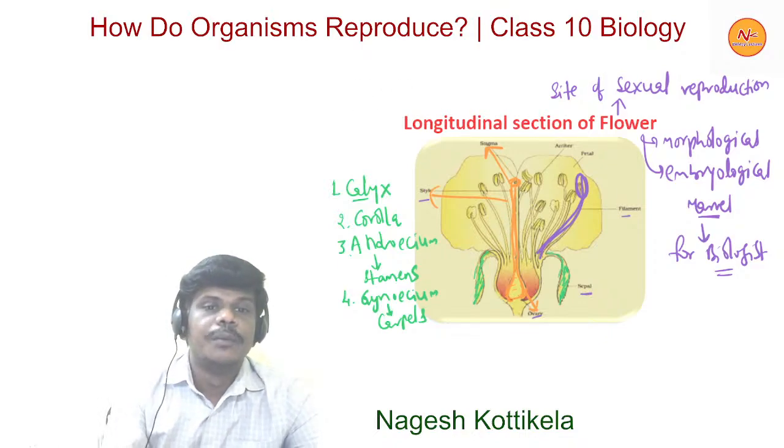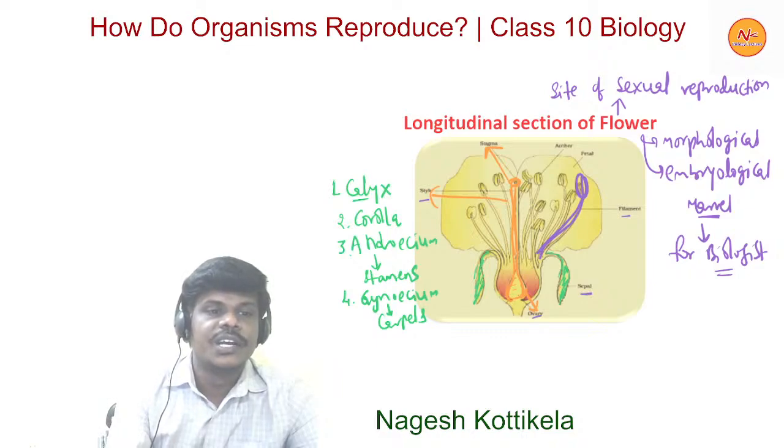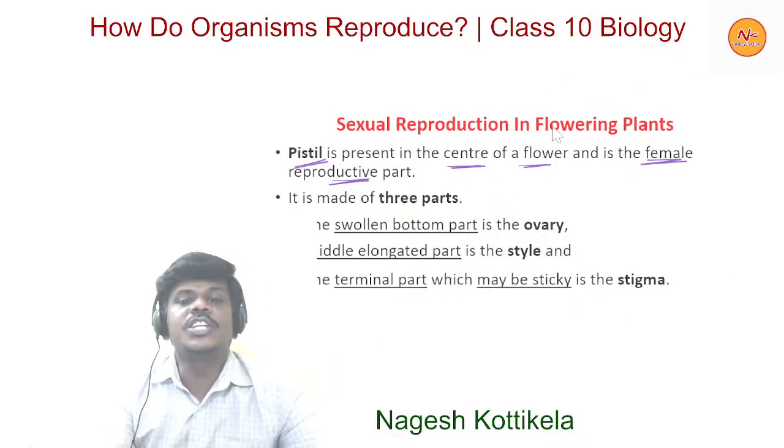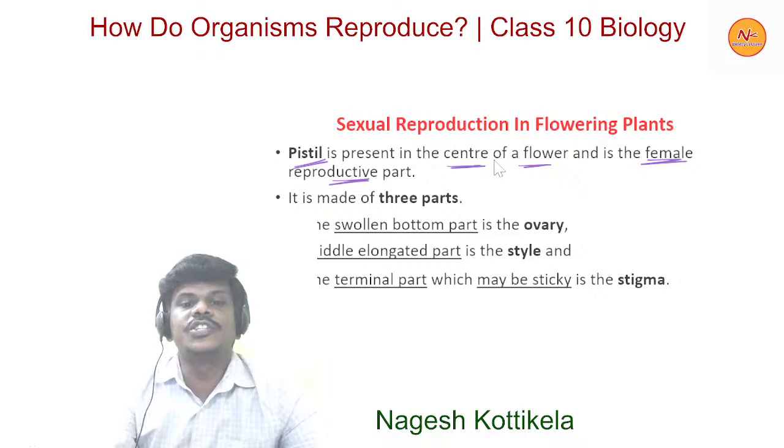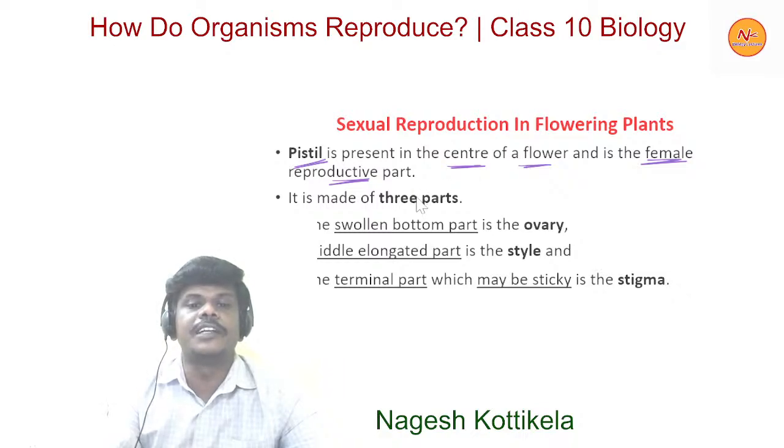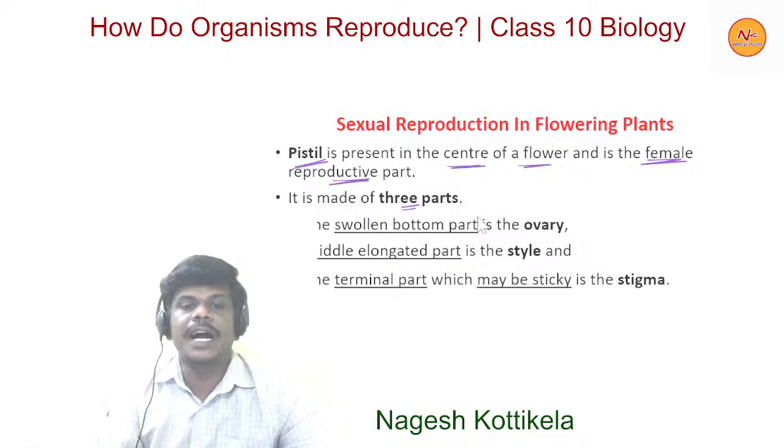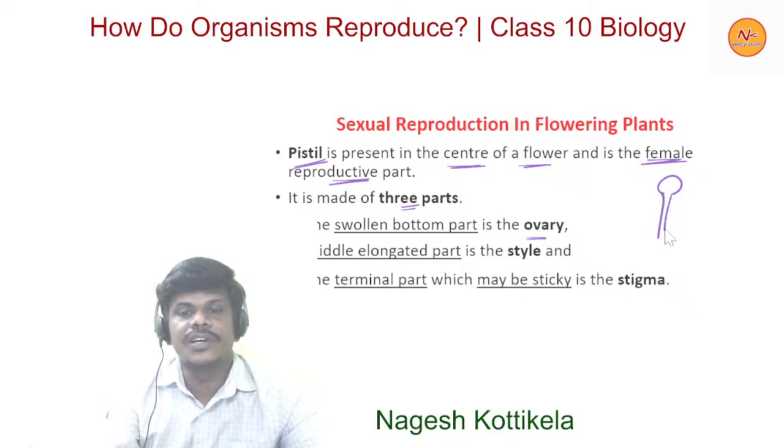Okay, now moving to the continuation of this. The pistil is present in the center of a flower, and it is the female reproductive part. It is made up of three parts, and these three parts are: the swollen bottom part is the ovary. Just for simple understanding, I will draw this here. Let's suppose this is the stigma, this is the style, and this is the ovary. Okay, stigma, style, and ovary.